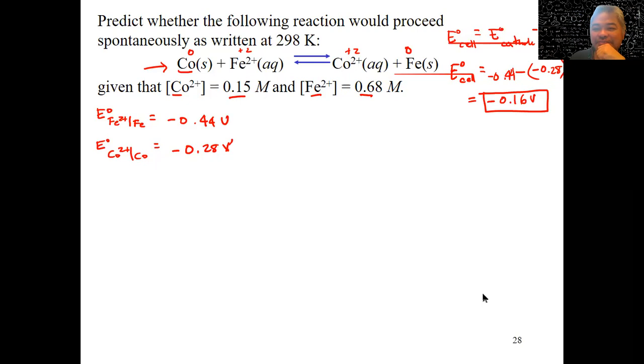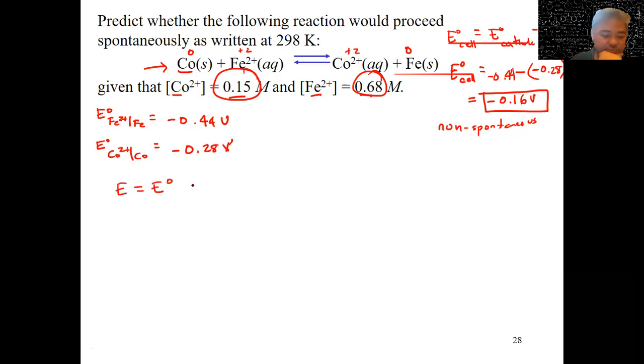So will this reaction be spontaneous? The answer is, look at the value. It's a negative sign. So at standard condition or standard concentration, it's non-spontaneous. Now, ang tanong ngayon, paano pag binago natin yung concentration to 0.15 and 0.68? Magiging spontaneous pa yung reaction? So, dito papasok yung Nernst equation.